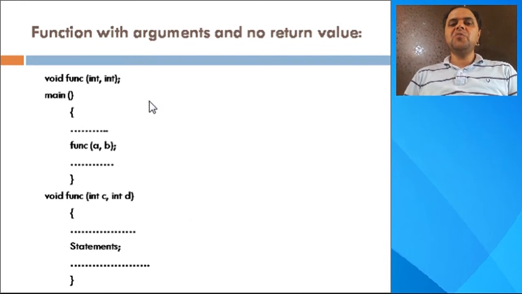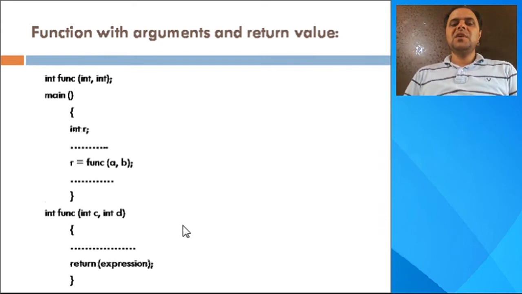Next is function with arguments and no return value. In this example, we have a function with arguments but no return value. The declaration of the function is void, so it does not have any return value, but it has arguments: two integer type arguments. I have called the function with a and b. In the call, these are the actual parameters, and these are the formal parameters. The value of the actual parameters is copied here, and it will not return anything. So this is the example of a function with arguments but no return value.